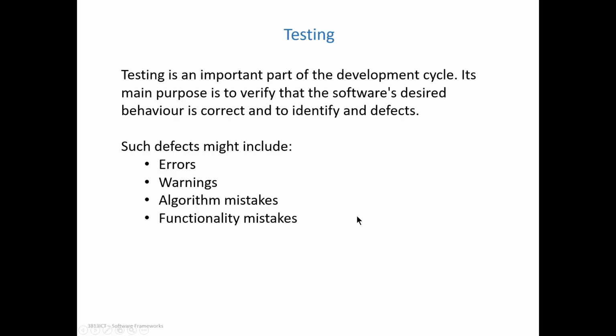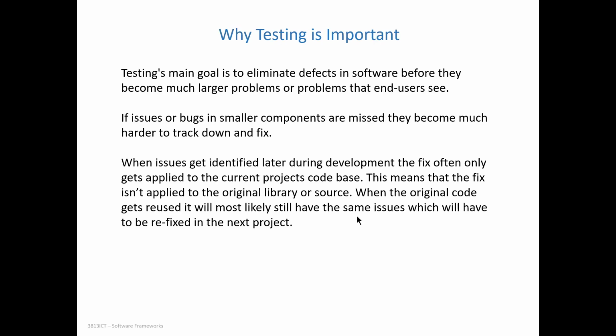In this video, we're going to have a look at unit testing. Testing is an important part of the development cycle of any project. Its purpose is to verify that what was created behaves as it was designed to, and also to identify any potential defects. In programming, these defects might include errors, warnings, algorithm mistakes, and other functional mistakes.